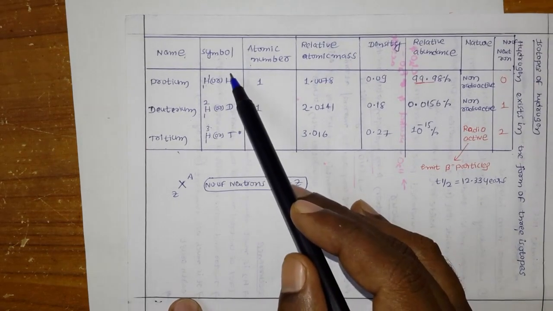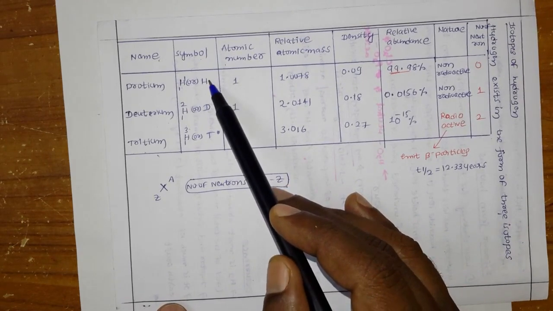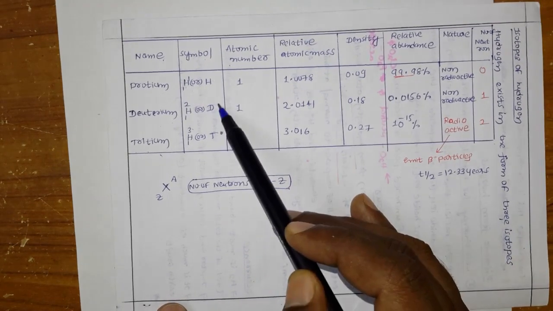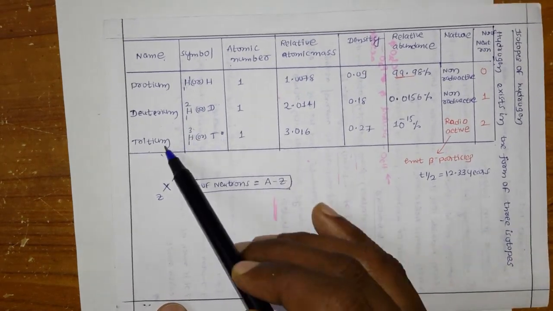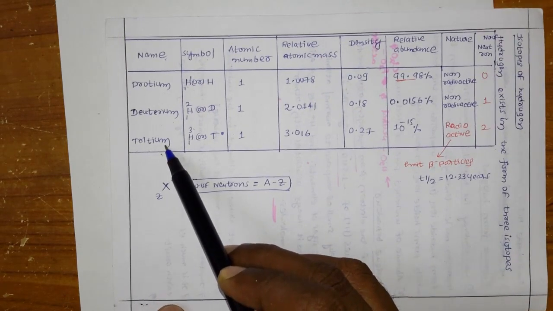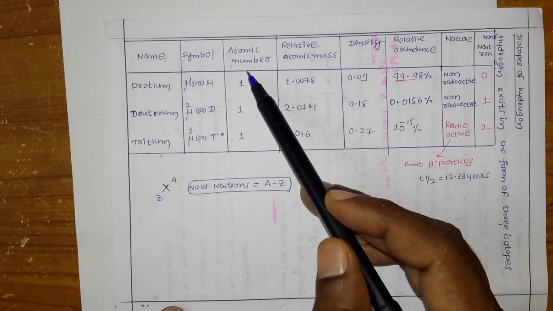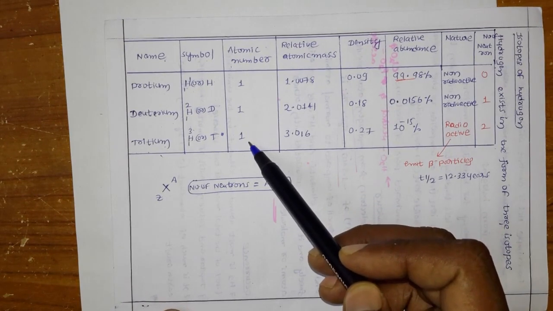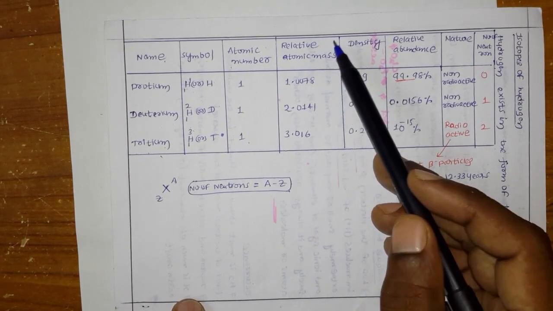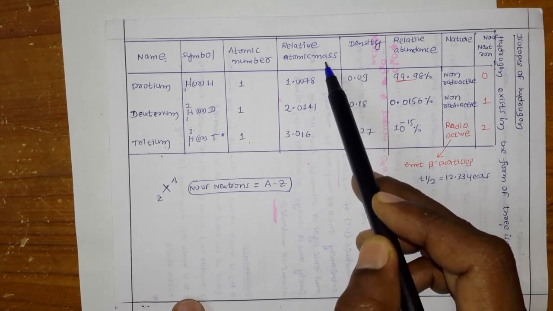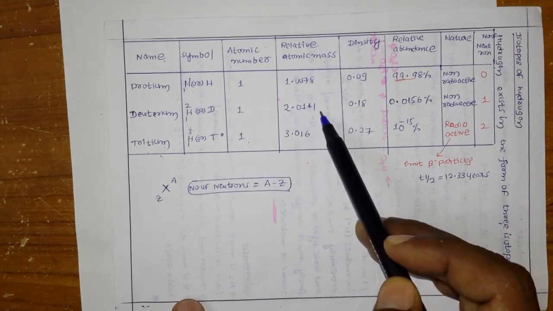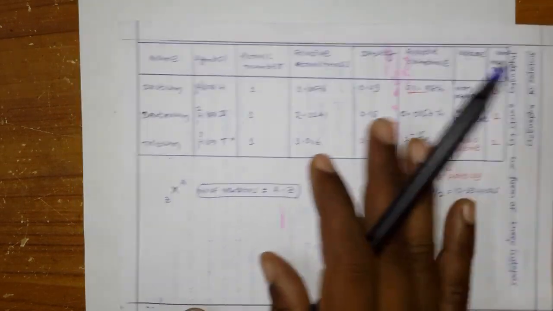Okay, and generally these symbols are used: H for protium, D for deuterium, and T for tritium. And atomic number, you know that they have the same atomic number, with the difference being in the atomic mass. What is the atomic mass here? 1, 2, and 3.